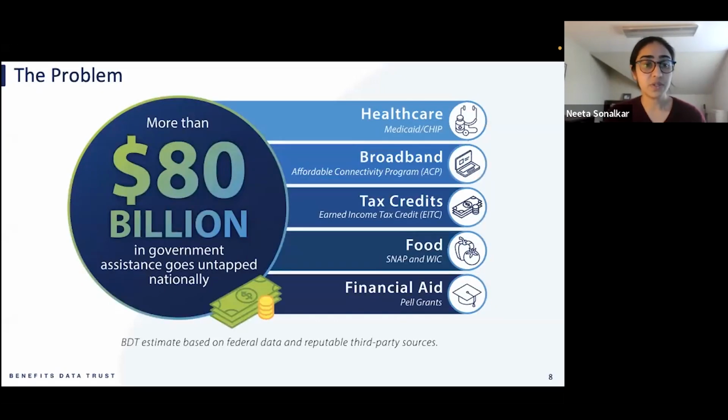The reason we do this work is because of what Pauline mentioned. There is a huge gap. Each year, we estimate that more than $80 billion in federal benefits goes untapped by people who are eligible for support but unenrolled. And this includes money that could help people pay for healthcare, high-speed internet, food and groceries, and tuition expenses.